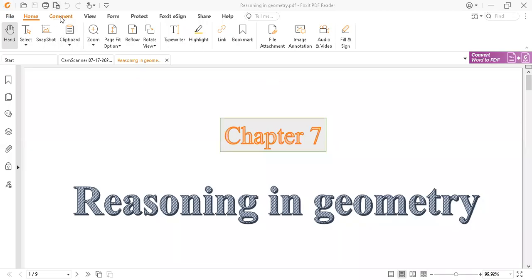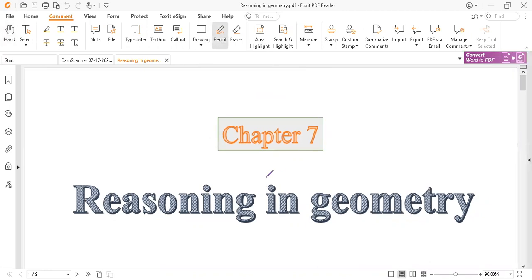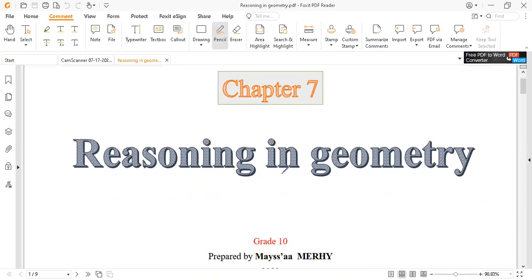Hi everyone. Today we'll start a new chapter, chapter 7, with the section reasoning in geometry. So in geometry, we need to know some basics to learn new things, to have logical reasoning, and to solve some geometrical problems.